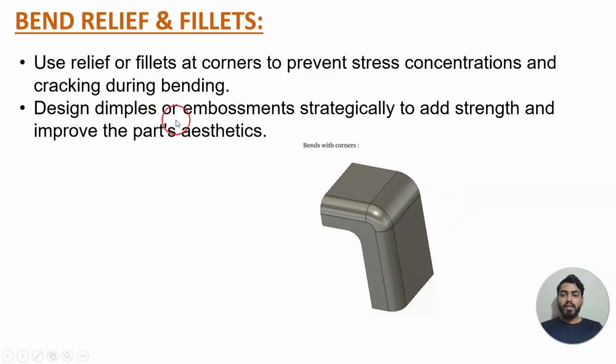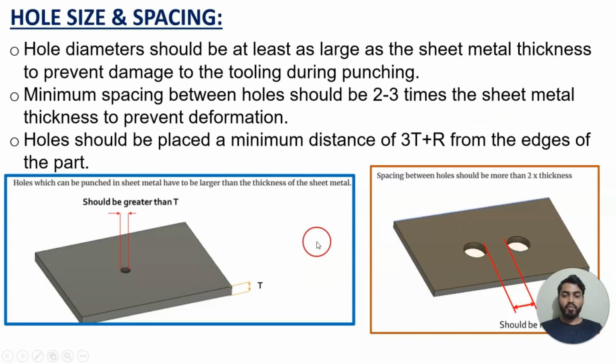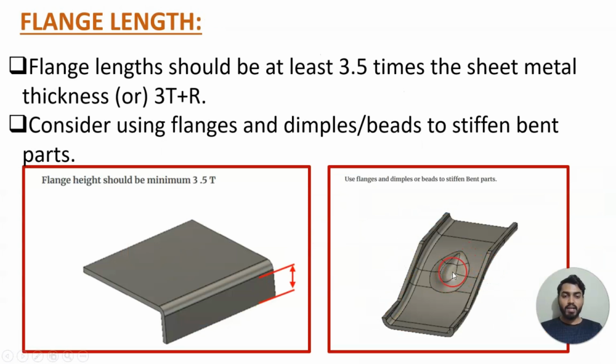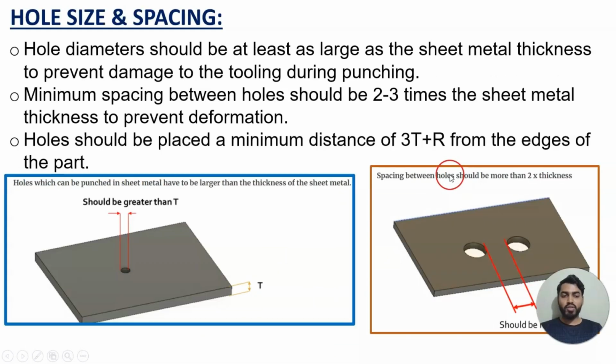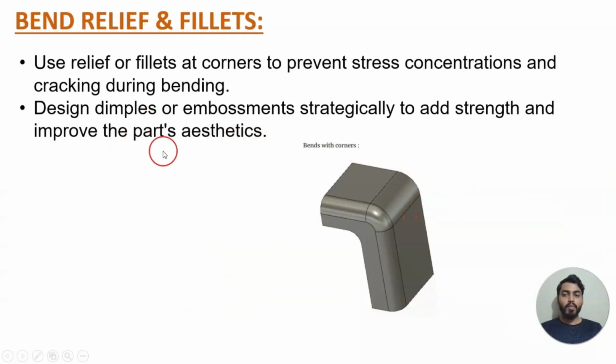Then design dimples or embossments strategically to add strength and improve the part aesthetics, as we have discussed before. So dimples and beads should be there to stiffen the parts, and it will improve the aesthetics. Look-wise also it will get improved. And the bend radius, as you can see, if we are having a sharp edge, for looking it will not be good, it will be a little odd. If we are having curvature, for looking it will be good. So it improves aesthetics also.